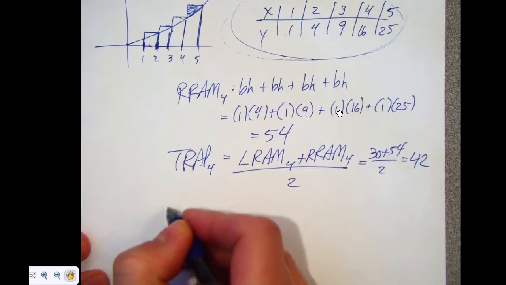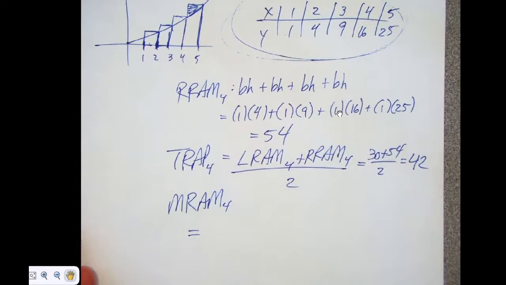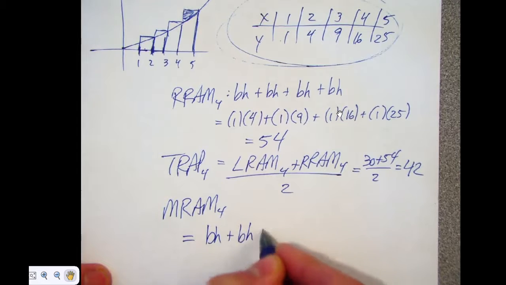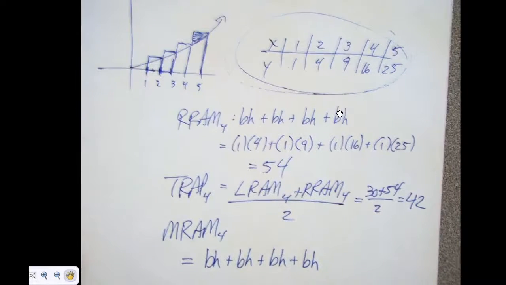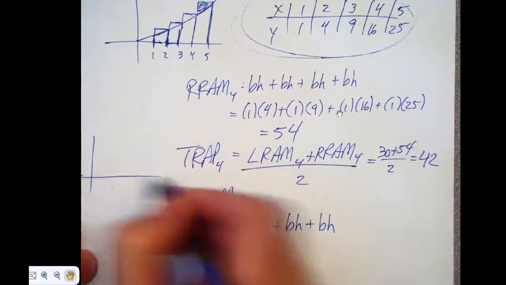The only one we haven't done is MRAM. This is the pain. This is the hard one. So trap is averaging the LRAM and the RRAM. Here, I'll draw a trap.